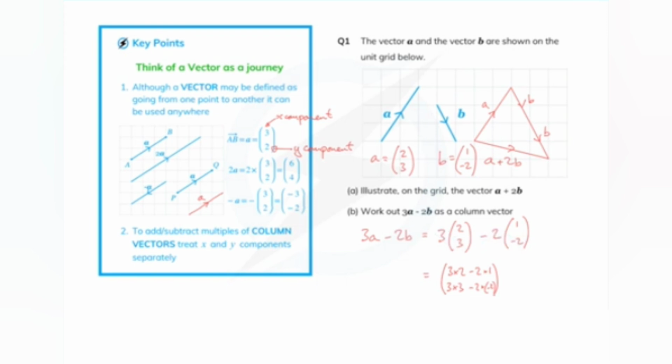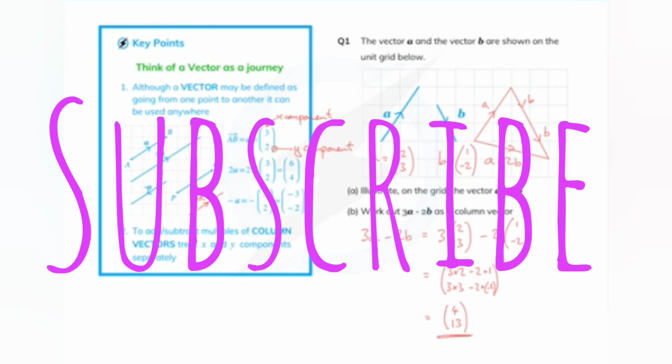And then we just work out the two things. As I said, 3 times 2 is 6, 2 times 1 is 2, 6 minus 2 is 4. And the bottom one, 3 times 3 is 9. And then I've got a minus times a minus, so that's a plus. So minus 2 times minus 2 is plus 4. 9 plus 4 is 13. And the vector 3a minus 2b as a column vector is (4, 13). If you had a bigger grid, you could of course do it on there, but it did say work out rather than draw. So that's what we've done.